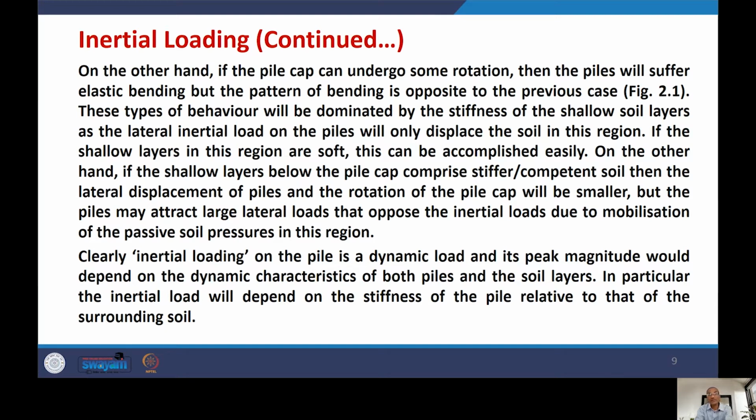Hence, inertial loading on the pile is a dynamic load. Peak magnitude depends on the dynamic characteristics of the piles. In particular, the inertial load will depend on the stiffness of the pile relative to that of the soil. Naturally, what is the soil stiffness compared to the pile, or vice versa?